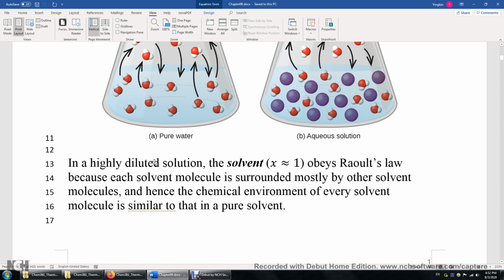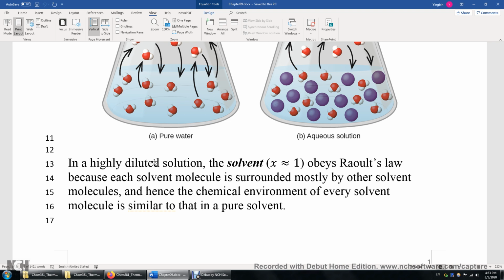You don't really have to have two similar components to make a component in the solution obey Raoult's law. In a highly diluted solution, the solvent always obeys Raoult's law. Why? Imagine you have 99.99% of water and 0.01% ethanol. Then each water molecule is anyway surrounded by other water molecules, just like in pure water. Therefore, the solvent in a highly diluted solution obeys Raoult's law.